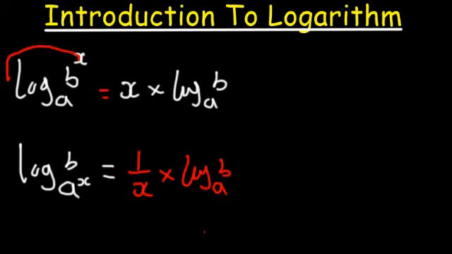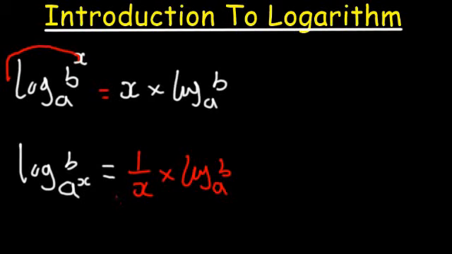So you need to keep it in mind. Take note of those 2 key points. When the variable or the function is raised to an index, then the index can come to the front of the logarithm and it will be acting as a whole number. But when the base is raised to an index, the index can come to the front of the logarithm, and it will be acting as a reciprocal. So you just need to make sure you are familiar with that.